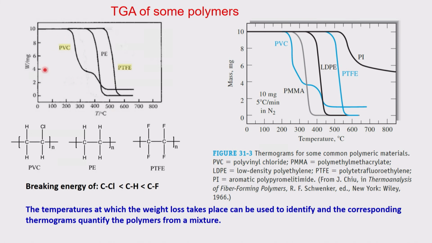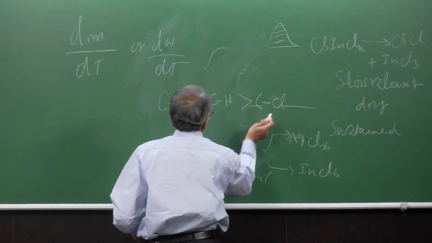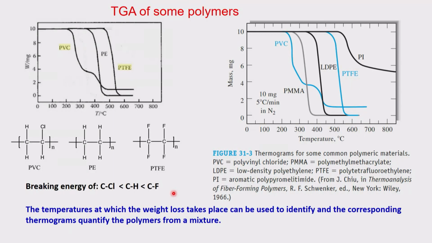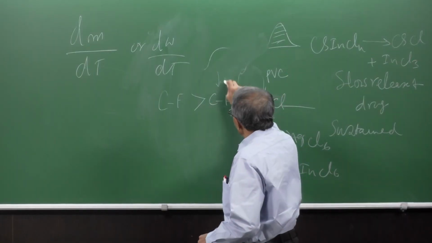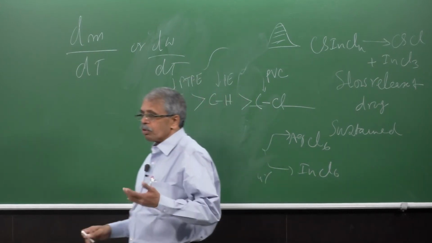Now this one here has a C-Cl bond, and this is coming at the lower temperature, meaning lower energy. The energy corresponding to that, C-H is higher and C-F is much higher. We know very well the C-F bond requires greater energy to break as compared to the C-H bond, and as compared to the C-Cl bond. Therefore, the C-F bond energy is greater than the C-H bond energy, which is greater than the C-Cl bond energy. It follows that. So, this polymer is the PVC polymer, this polymer is the PE polymer, and this is the PTFE polymer. So, you can see that the polymers can be identified.